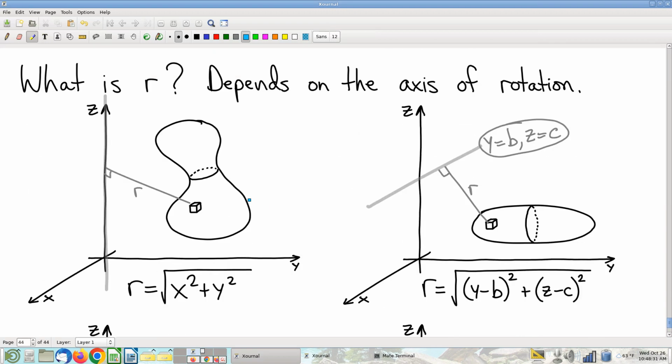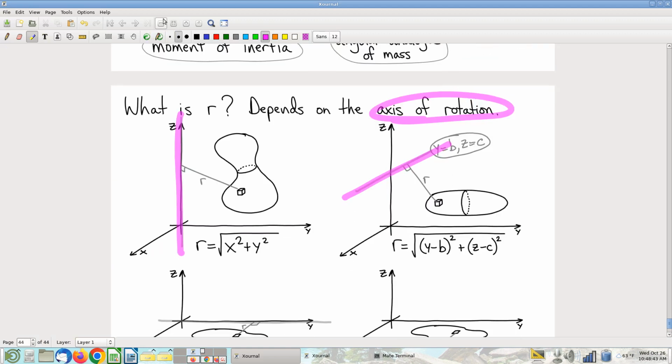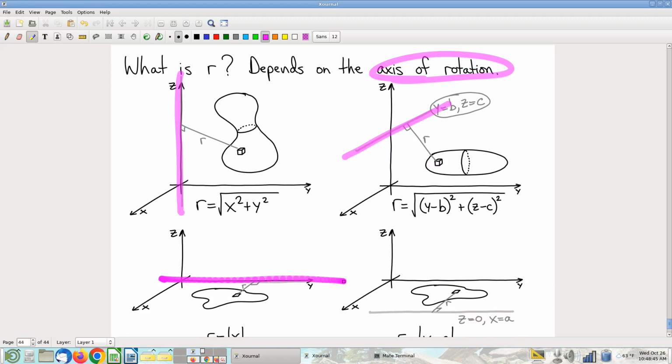Okay, so what is R? It always depends on the situation. It depends specifically on the axis of rotation, right? So if your axis is there, or there, or here, or whatever your axis is, R represents the distance from whichever piece of your domain you're looking at, your location in your integral, to the axis.